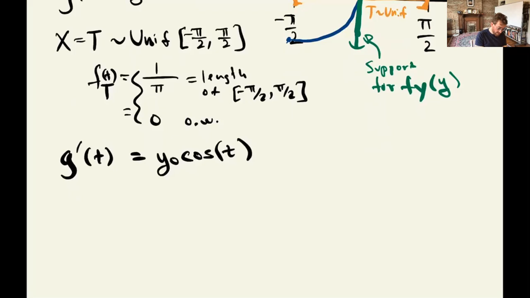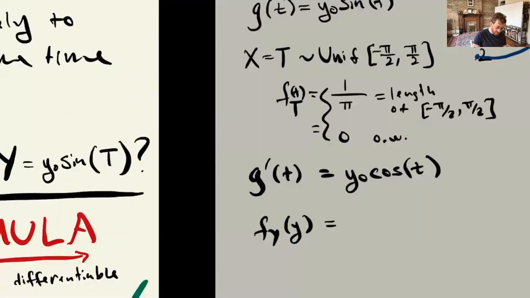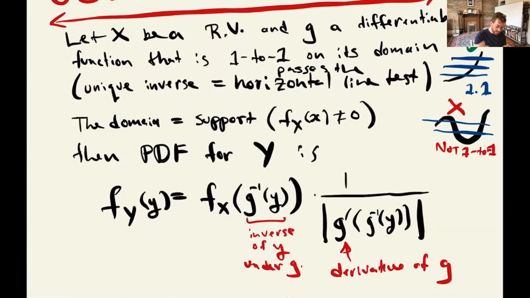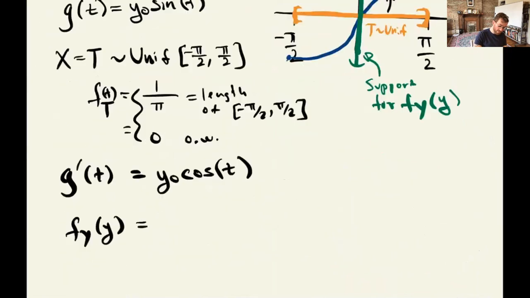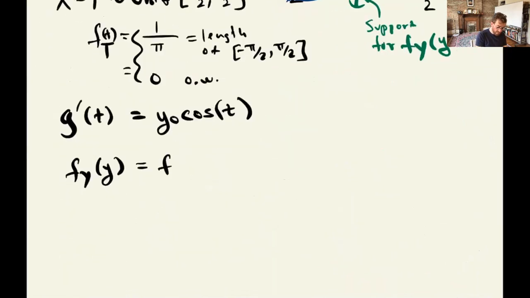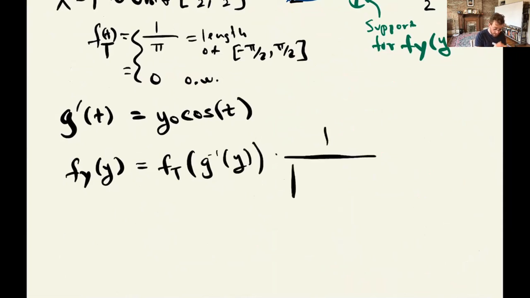So f of y, little y, is going to equal, well, let's look at it again. It's f of x, that's t, f of t of g inverse of y, and then divided by this derivative. So it's going to be f of t evaluated at g inverse of y times 1 over g prime, which will be y0 cosine of t. But now we need to convert this. Well, I guess this is the same thing as g inverse of y.